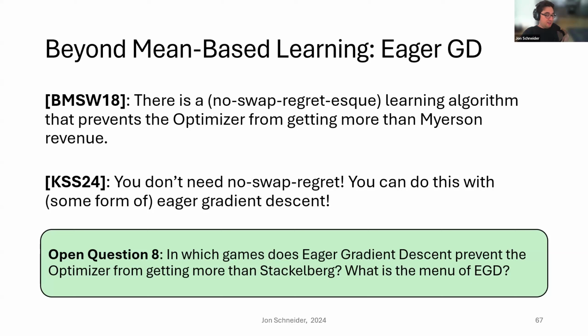And I think this means that it's now interesting to go back to the original setting of normal form games and ask, in which games does eager gradient descent prevent the optimizer from getting more than Stackelberg? Like, what is the menu of eager gradient descent? We know that eager gradient descent is not a low swap regret algorithm. You can force it to get low swap regret, so there are games where you can exploit it. But clearly, it's in some sense harder to exploit, harder to manipulate, than the class of mean-based learning algorithms.